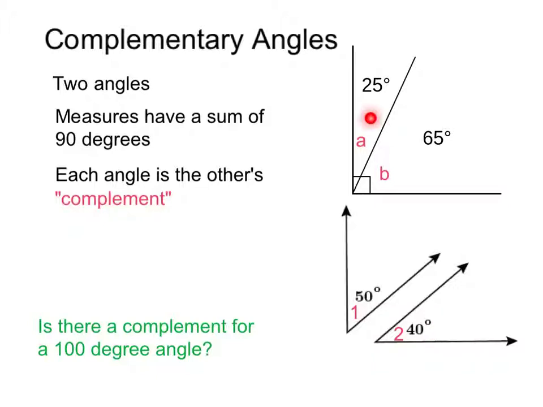In this particular case, angle A and angle B are connected. They are adjacent angles, and they are complementary angles as well. They share this side right here. These two do not share a side or a vertex, but the sum of their interior angles is 90 degrees. Now the question was, is there a complement for a 100-degree angle? Not unless you can make a negative angle, and you can't do that.